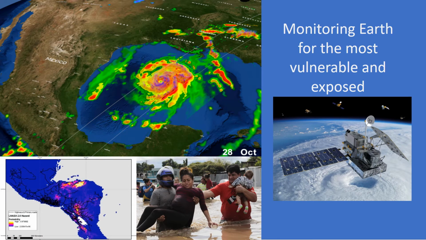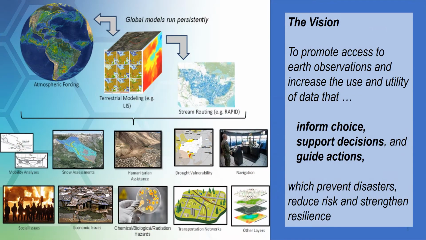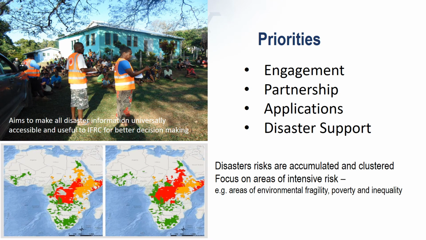Monitoring the Earth means monitoring the changes that interplay with vulnerability and exposure. It also must scale from a global scope to the scale of decisions. This means promoting the access to observations and making them useful, usable, to inform, to support, and guide. This means that we can reduce risk.